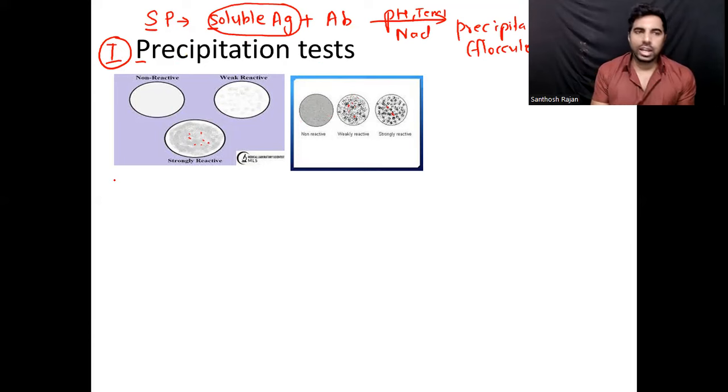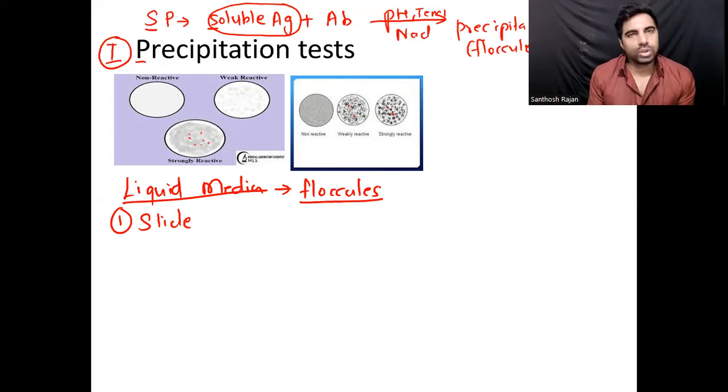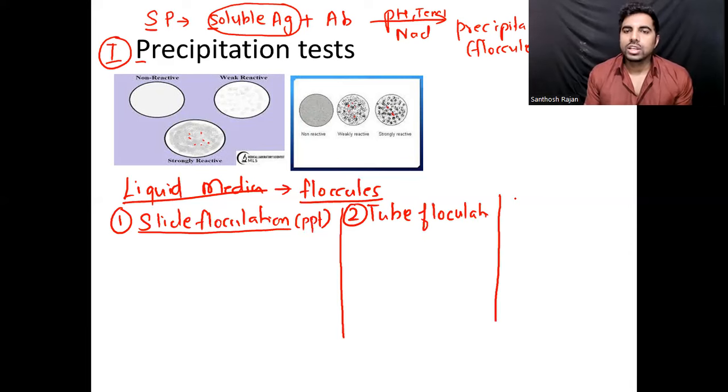Precipitation can happen in a liquid media or in a gel media. First, in a liquid media, there can be three types. The first is slide flocculation; if they say slide precipitation, that is not wrong either. Then tube flocculation or precipitation, and then ring flocculation or ring precipitation. Both terms are right, so don't worry: flocule and precipitate are all the same.